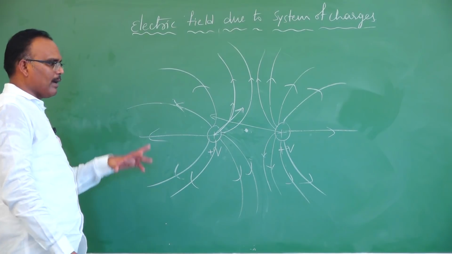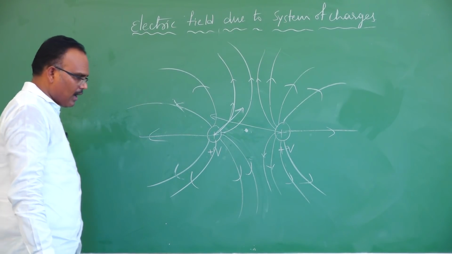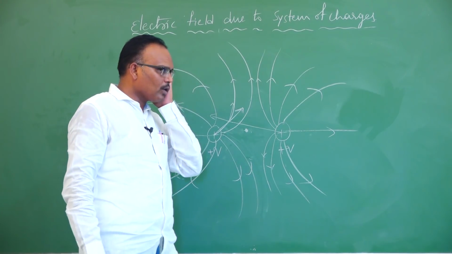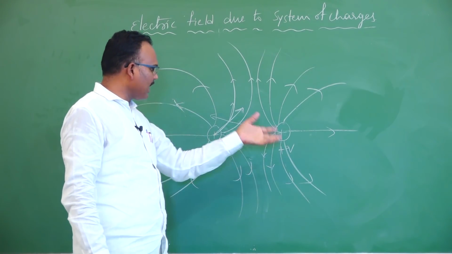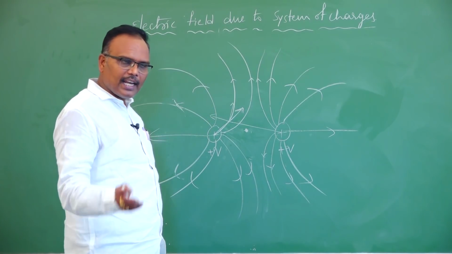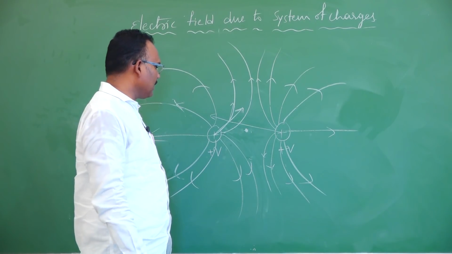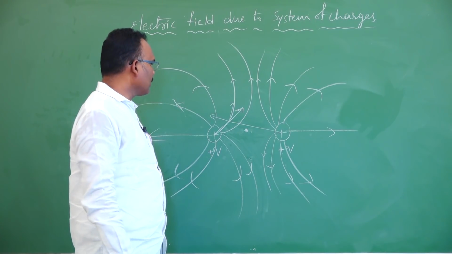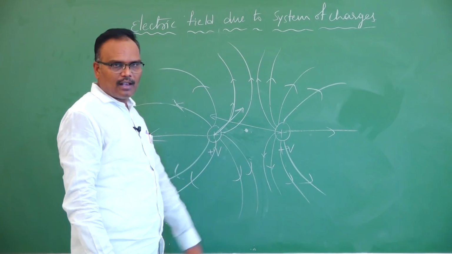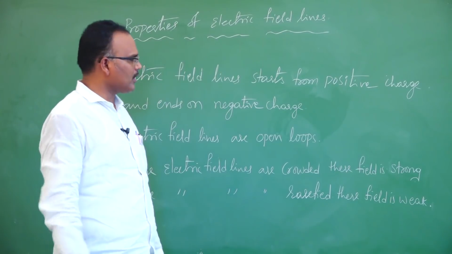These four are important for board examination. Sometimes they may ask you to draw the electric field lines due to a positive and a negative charge, or both positive charges, or both negative charges. Any one combination can be asked as a 1 mark question in board examination. So that's why you need to practice all these diagrams. Electric field lines are very important for board examination.